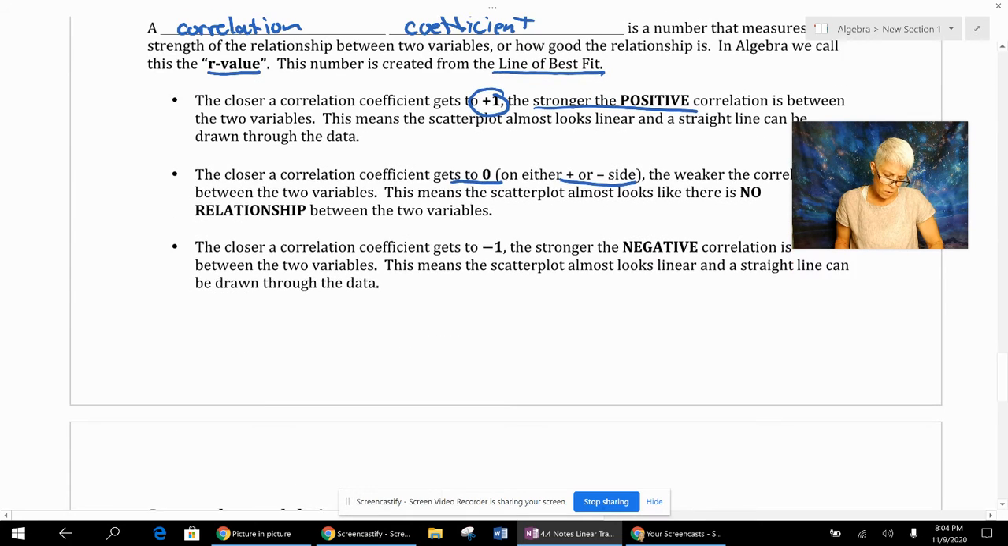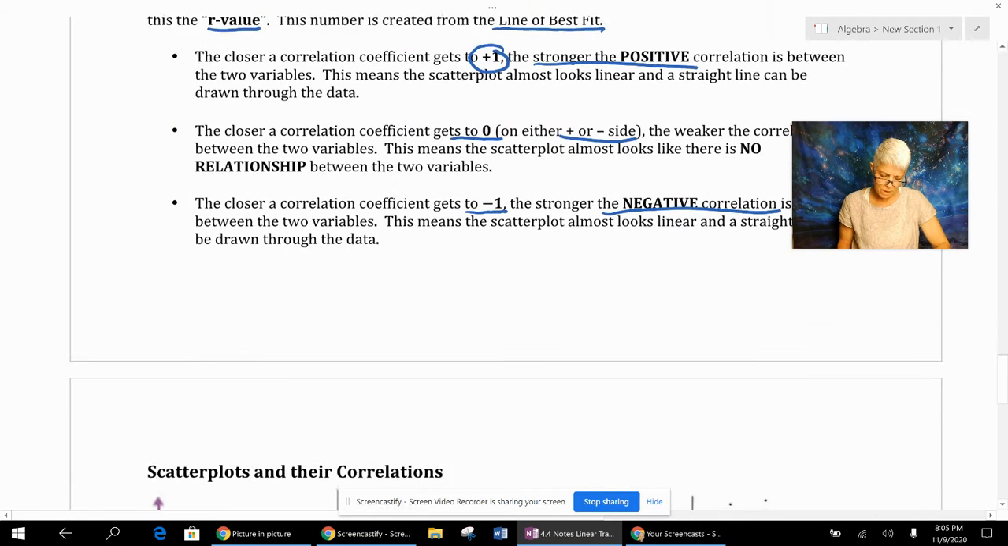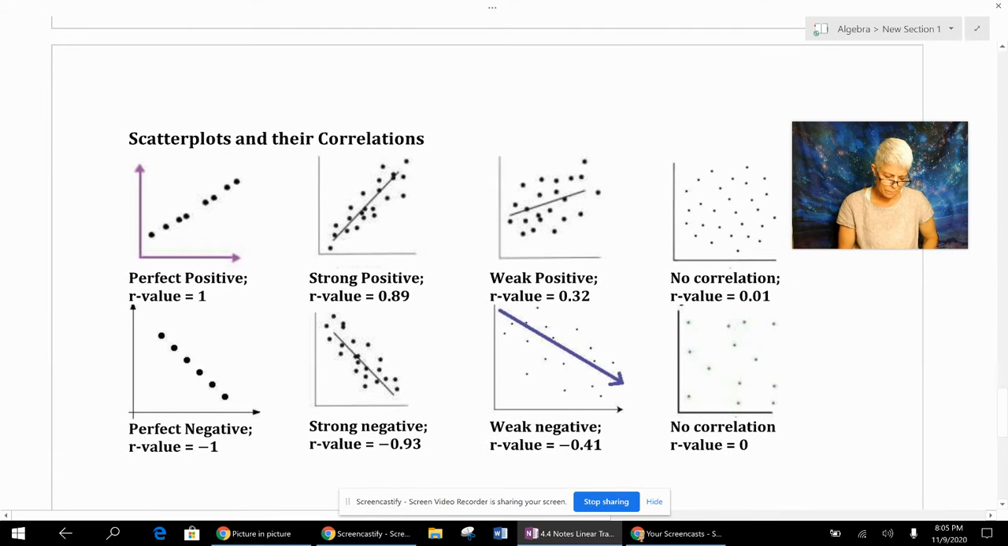Okay, the closer a correlation coefficient gets to -1, the stronger the negative correlation. Again, we're going to look at some pictures of this, and that'll make a whole lot more sense. So let's just go ahead and look at these pictures. You can see here when there's an R value of 1, just how much it almost is like a straight line. And when it's closer to 0, they're all over the place. You almost can't even say there's a relationship between the two. You can see a positive trend here. You can see a negative trend here.